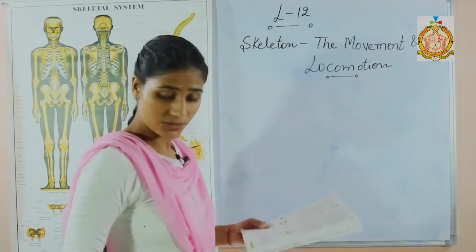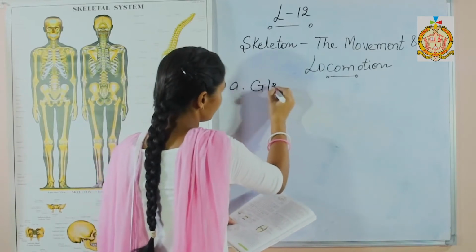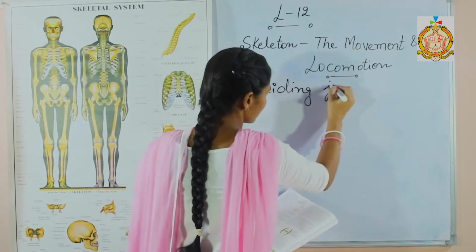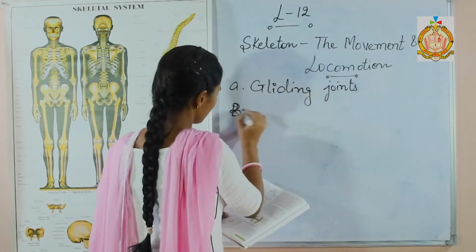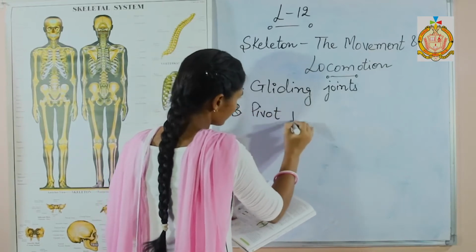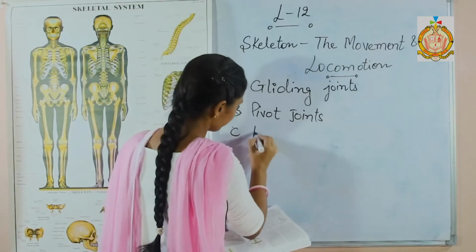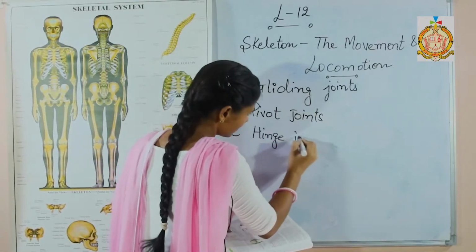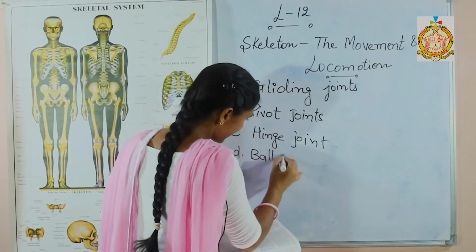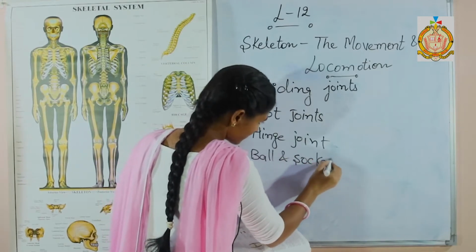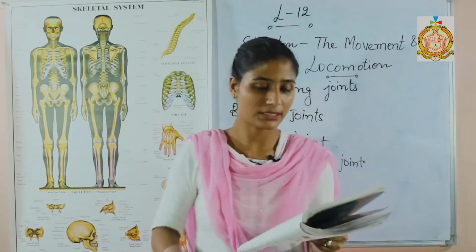First is known as gliding joints. Second one is known as pivot joints. Third is the hinge joint, and the fourth one is known as the ball and socket joint. So let us discuss them in detail.